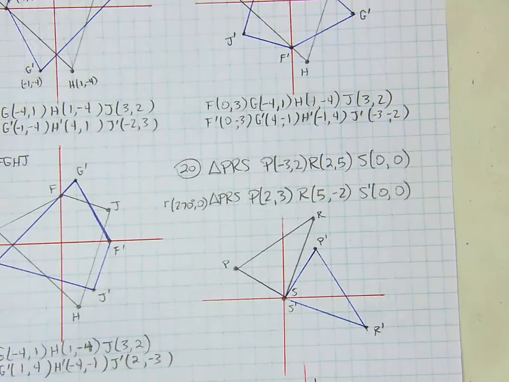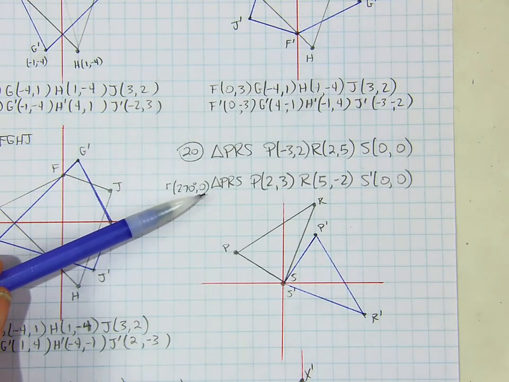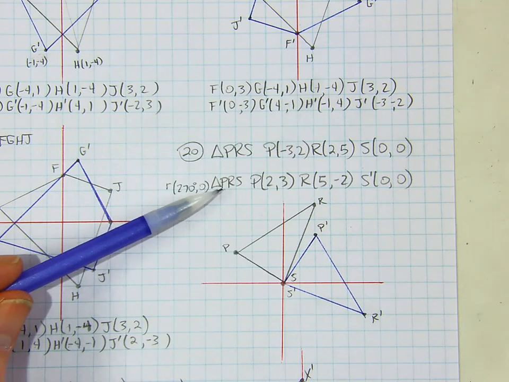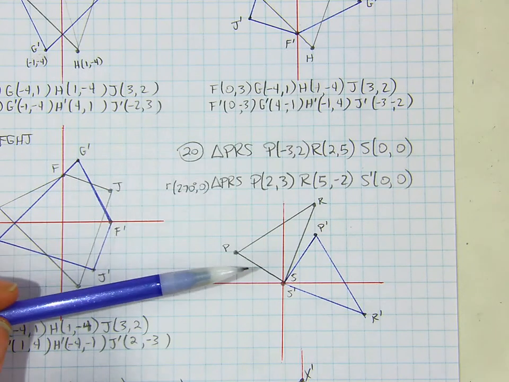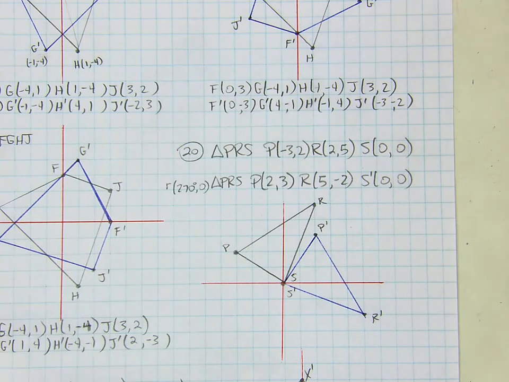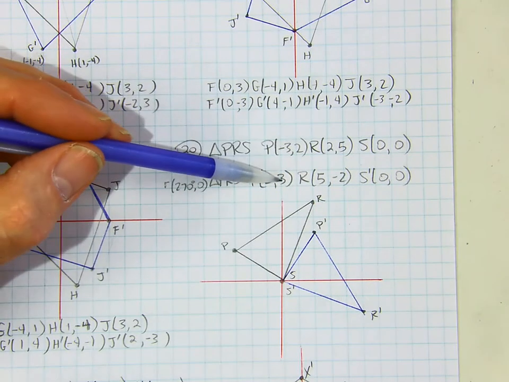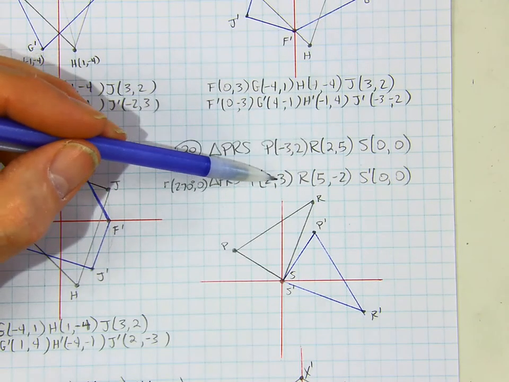All right, number 20, you're doing a 270 degree rotation about the origin of triangle PRS. I graph PRS. Here's PRS. They didn't even tell you to graph it. You just needed to apply the rule, actually. Remember, it turns around and the sign of the second one changed. So this 2 comes in front, the 3 goes in the back and becomes a positive 3. Turns around, change the sign.